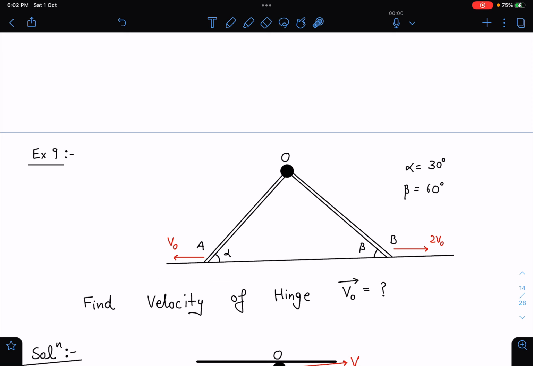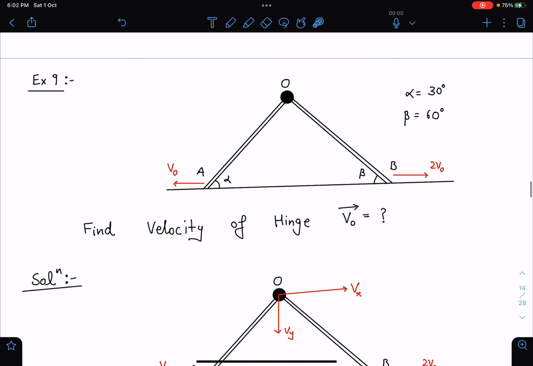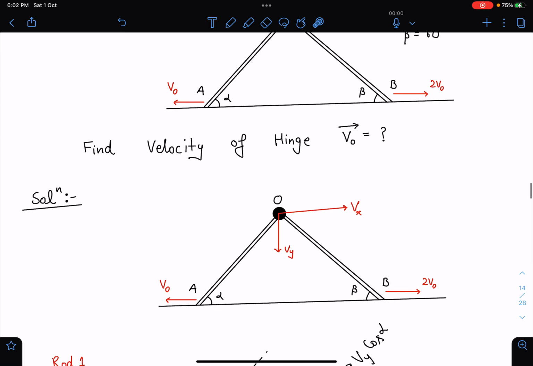Now it's very difficult to comment, so since we are not sure, we will go with both x and y components. So I'm assuming here this is moving this side with Vx and this is moving downward with Vy, and this component is 2V naught and this component is V naught. Alright, so now we have 2 rods. Let's apply that rod constraint for rod 1 and for rod 2. 2 equations, 2 unknowns we are going to get.